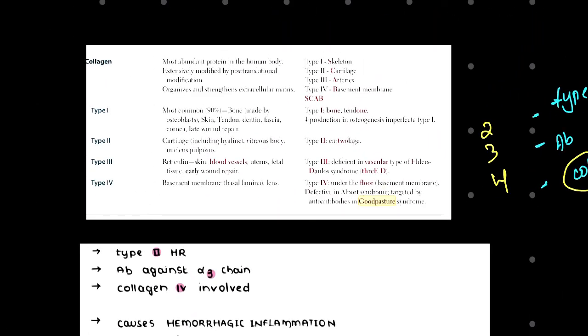Yes, so we're talking about type 1, type 2, type 3, type 4 collagen. Especially type 4, which is present in the basement membrane, in our kidney and our lungs, right. Type 4 under the floor basement membrane. Yes, mentioning mnemonics right here. Now a defect in type 4 is found in Alport syndrome. Yes, we have discussed Alport syndrome and thin glomerular membrane syndrome also. And also this defect in type 4 collagen is found in Goodpasture syndrome, as you have seen right now, right.